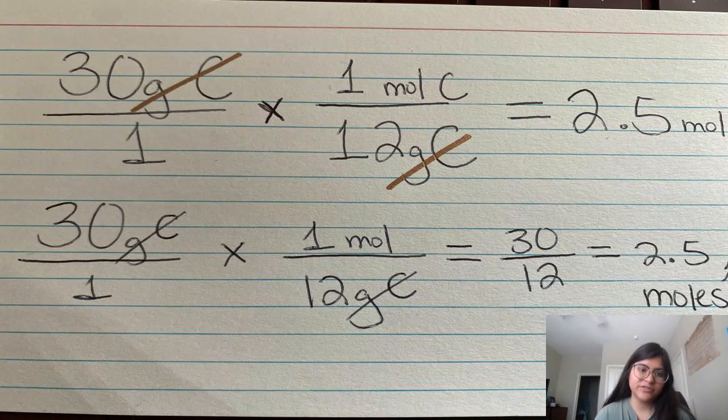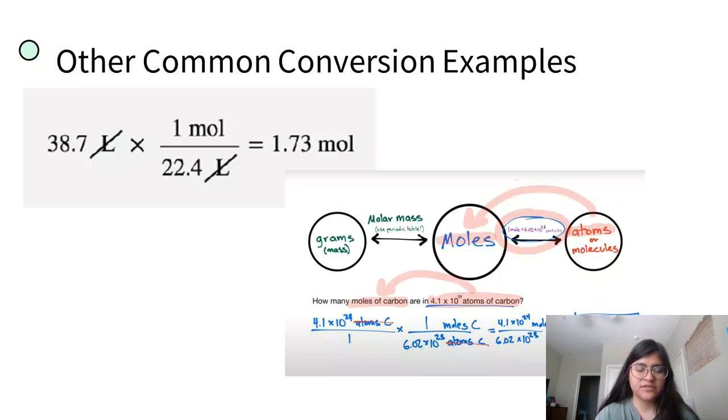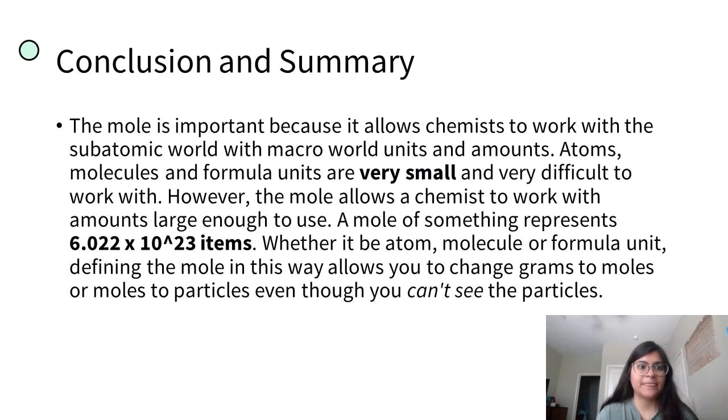What I like to do personally so that I don't get confused is that I rewrite it, and at the end I carry over the 30 over the 12 so that I don't get confused. That is still 2.5 moles. The same can go for liters to moles and for atoms to moles.